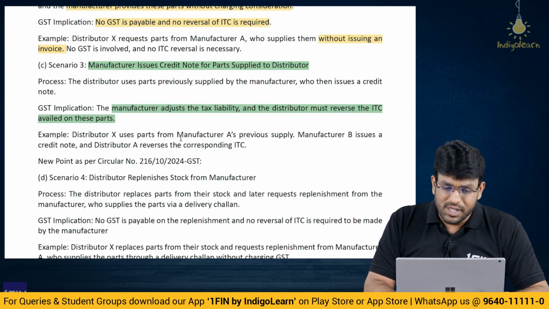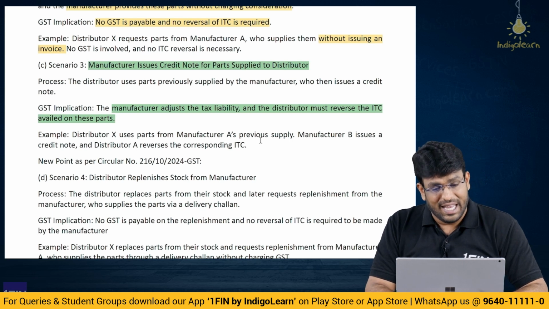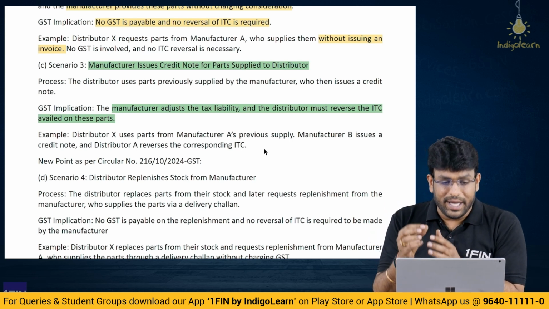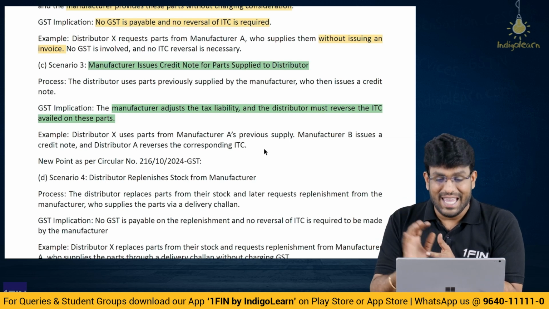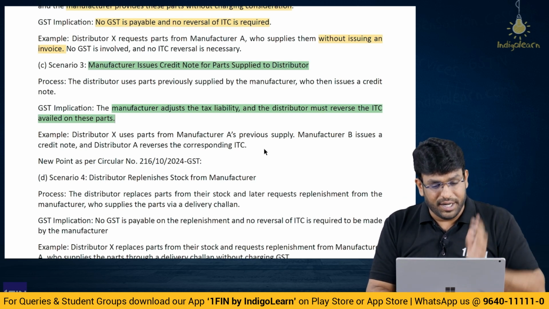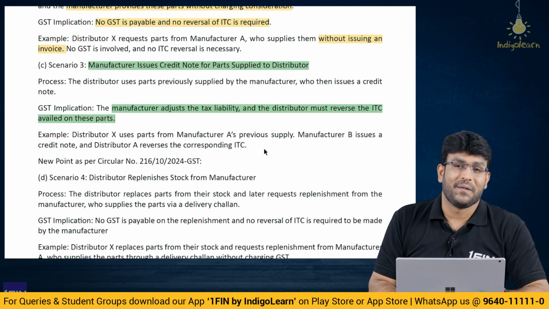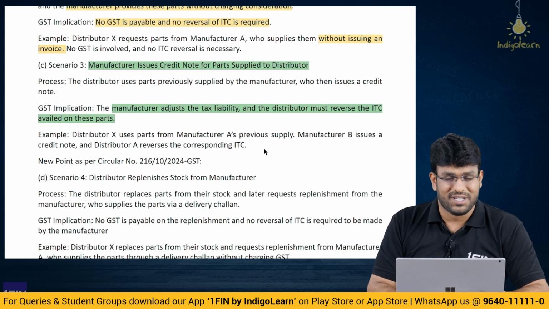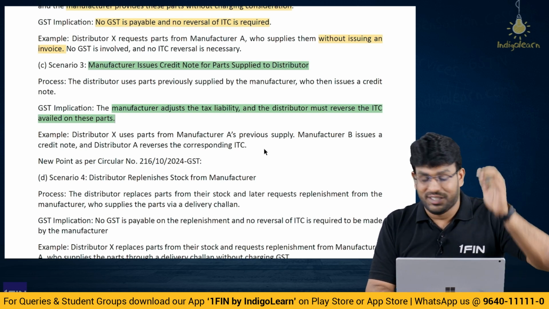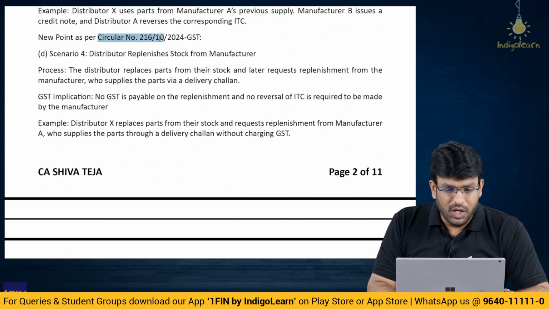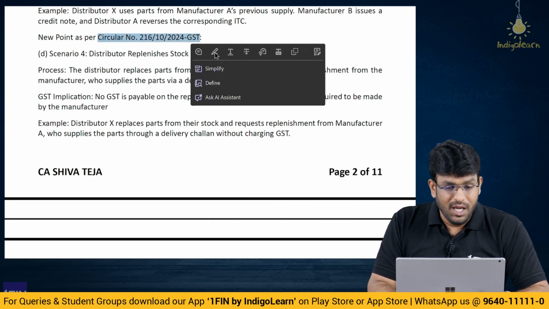Distributor X uses the parts from manufacturer A's previous supply and manufacturer A issues a credit note. Manufacturer A issues a credit note and distributor X reverses the corresponding ITC. So these are the three interesting circumstances. Let's talk about the fourth interesting case, which is given by Circular number 216 of 2024.